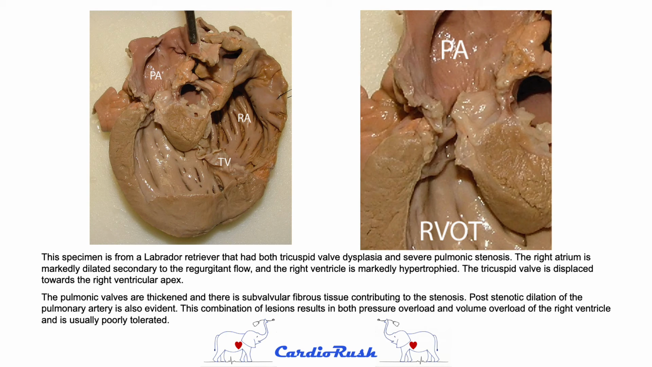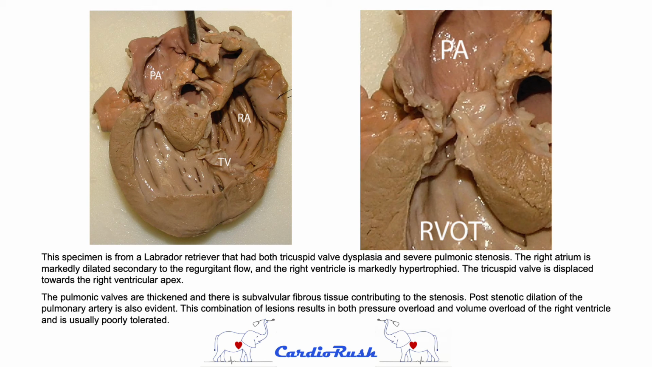This specimen is a dog, a Labrador Retriever, that had both pulmonic stenosis and tricuspid valve dysplasia. The pulmonic valve is thickened and dysplastic. The right ventricular free wall is markedly hypertrophied as a result of the pulmonic stenosis. Concentric hypertrophy of the right ventricle develops. The tricuspid valve is abnormal in thickness and is also downward displaced. This created tricuspid regurgitation and resulting significant enlargement of the right atrium.